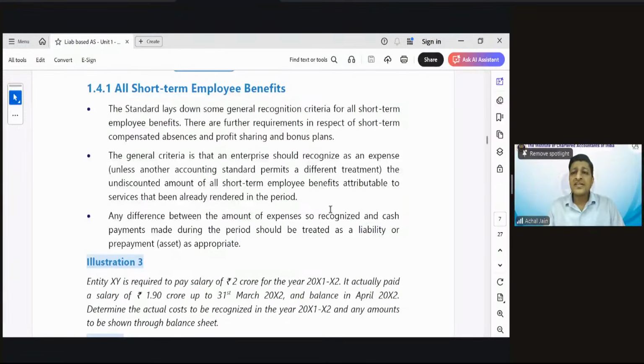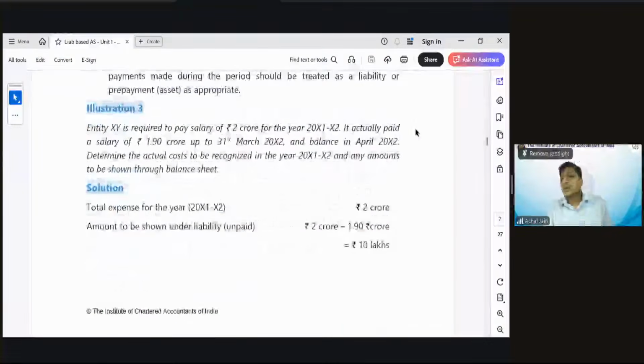So great. Now in this case, it's a very simple one. 2 crore is the total amount which is payable, out of which 1.9 crore is already paid. So what is the balance amount? 10 lakhs. So 10 lakhs, because it becomes payable within 12 months, will also be short term. And where do you present this? You will present this in the balance sheet. So this entire amount will go to P&L. Why? Because it's a cost to the company. But this 10 lakhs, because it's not yet paid, will be appearing in the balance sheet.